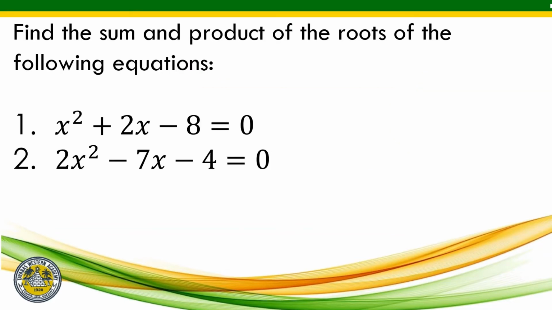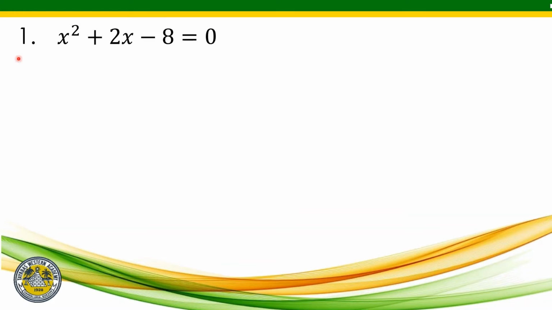Let's try to find the sum and product of the roots of the following equation. We have x squared plus 2x minus 8 equals 0. The quadratic equation is already in its standard form, so we will proceed to identifying the values of a, b, and c. The value of a is positive 1, the value of b is positive 2, and the value of c is negative 8.